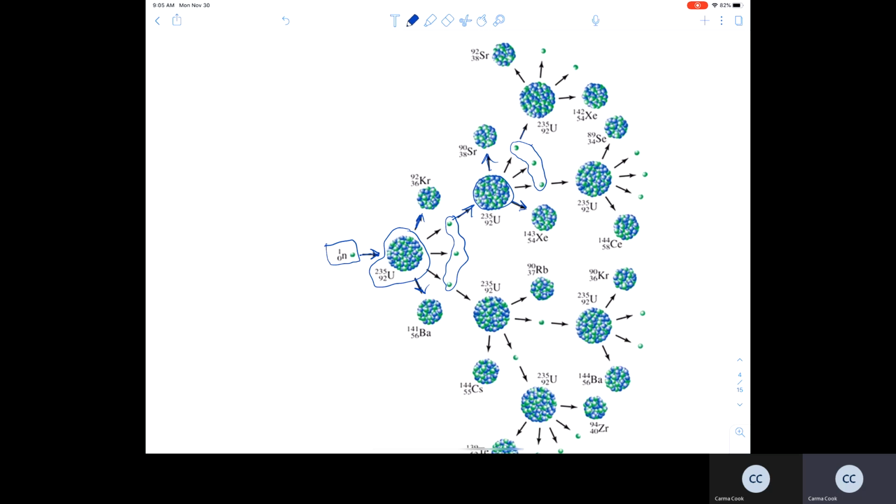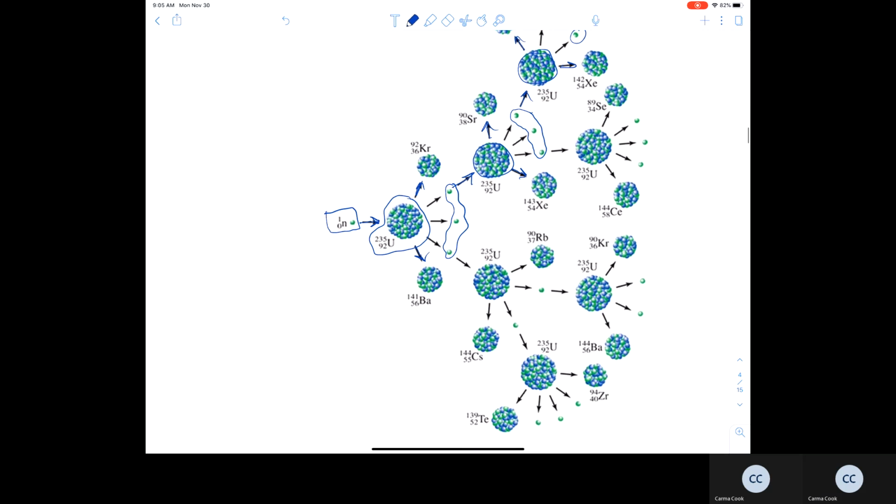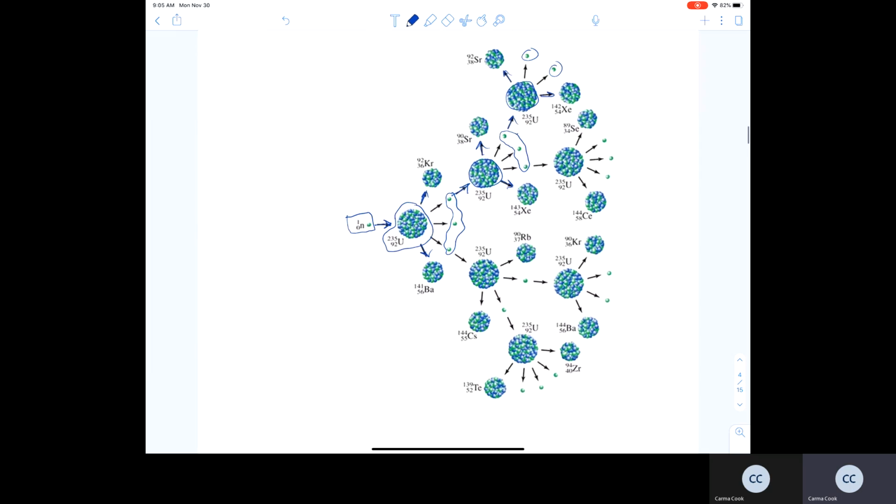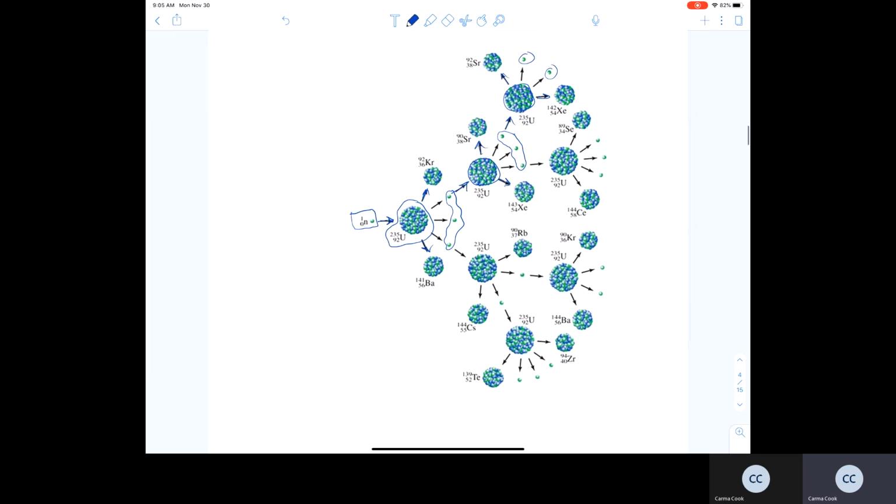And then again, those neutrons can go and hit other uranium-235 atoms, make new fission products, as well as make more neutrons. And it will continue to do this until there are no more uranium-235 atoms available to split. And this is what's called a chain reaction, a nuclear chain reaction.